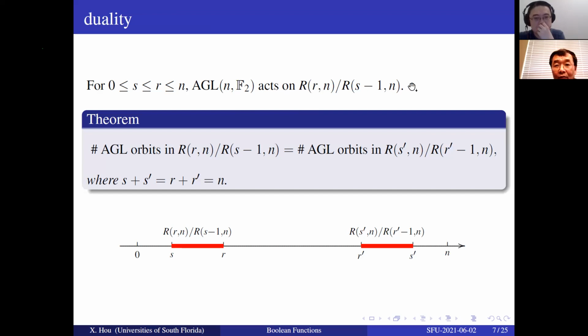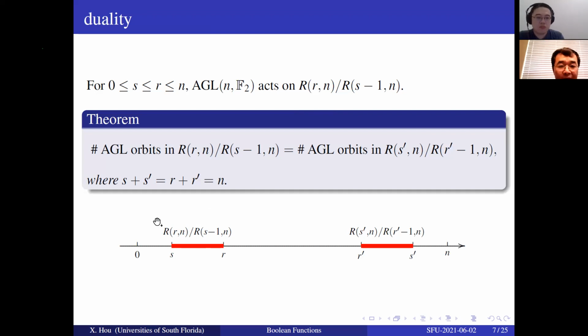Here, when you think about this quotient space, it's actually the linear space spanned by monomials of degree between S and R. So here in this picture, I've shown you this interval from S to R. If you collect any monomial of degree in this interval, it's in this quotient space. And actually all such monomials form a basis of this quotient.